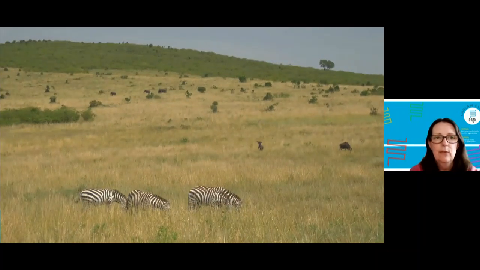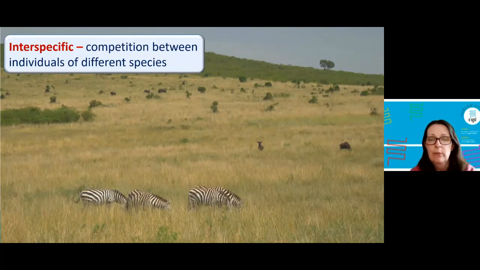Okay, so this type of competition is interspecific competition, which means it's between individuals of different species. And we saw there a number of different species. So they might be competing for a place to live or the territory within that area, and also competing for food and water as well.